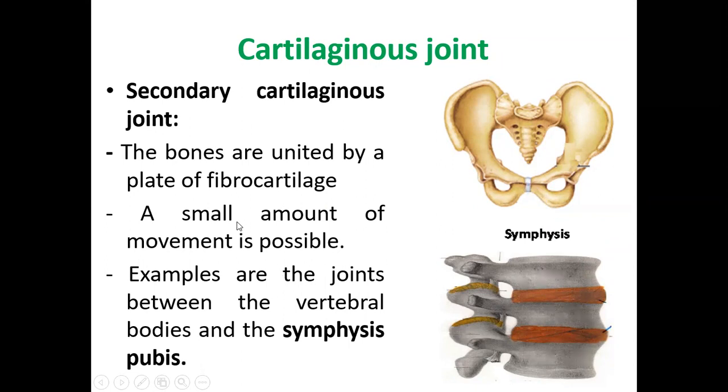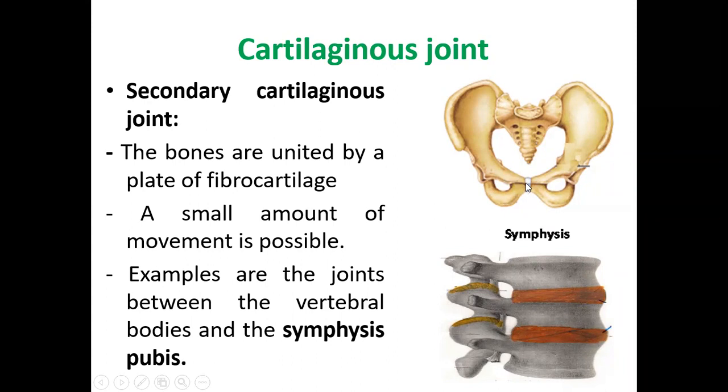A small amount of movement is possible. Some amount of movement is possible in these kinds of joints. These are called secondary cartilaginous joints. Examples are the joints between the vertebral bodies, and the symphysis pubis, between the two pubic bones or the hip bones. These two bones are joined together in the center. So these are the cartilaginous joints.